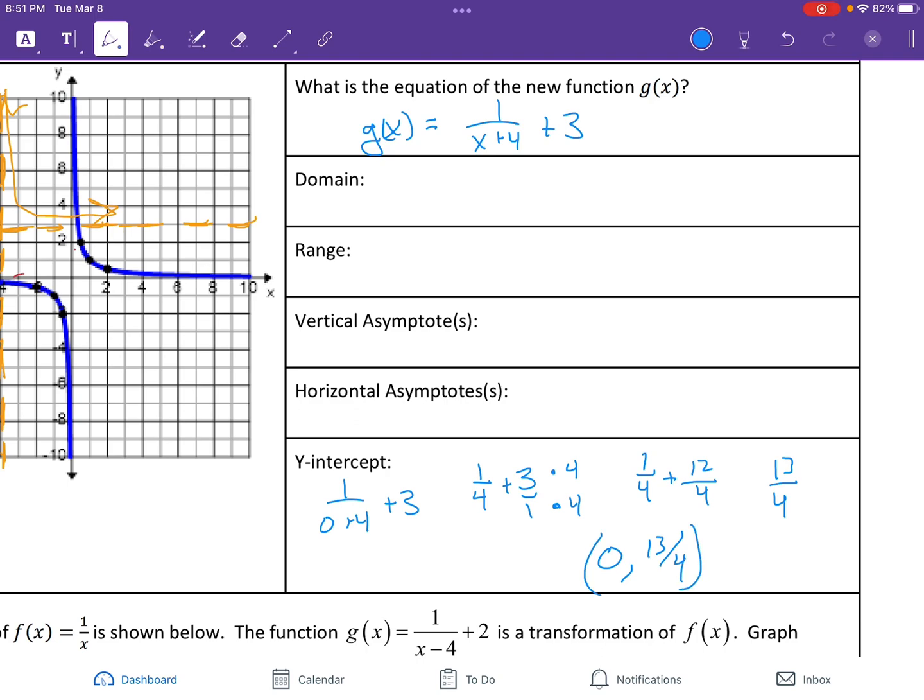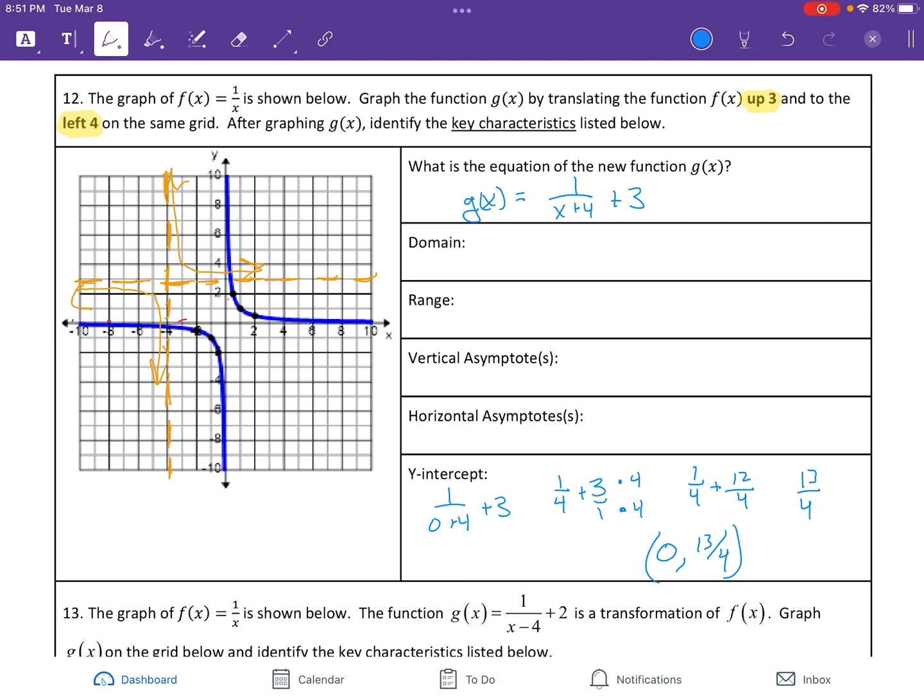Okay. Vertical asymptote, I take the denominator of my fraction, x plus 4 equals 0, and solve for x. Horizontal asymptote, I put a really big number in for the x value, which gives me that being gone because it's basically 0. So I got y equals 3, which is whatever's left. Let's box this one. There we go.